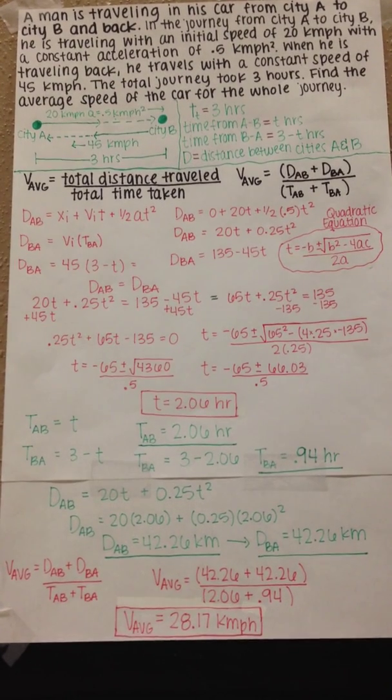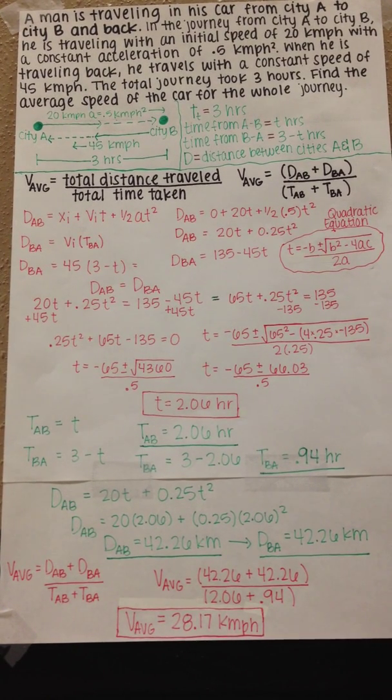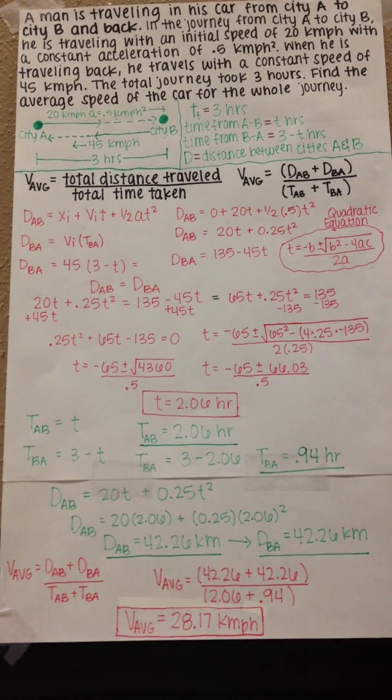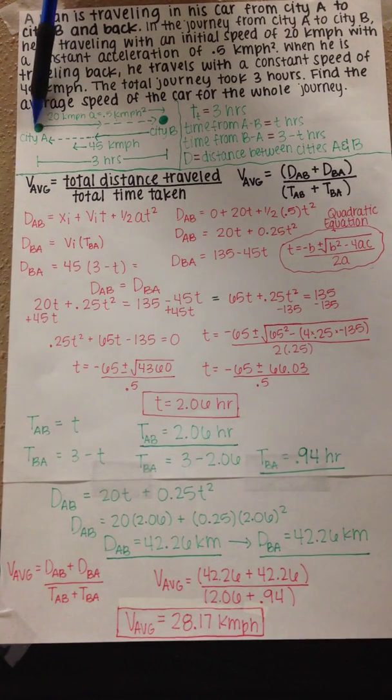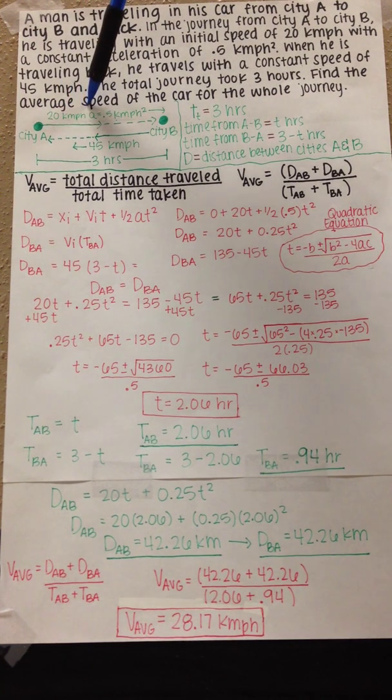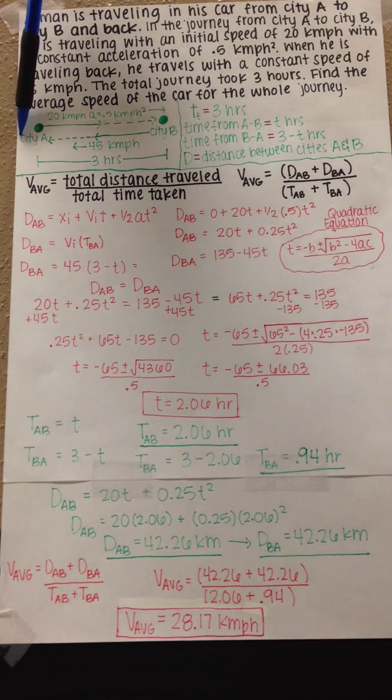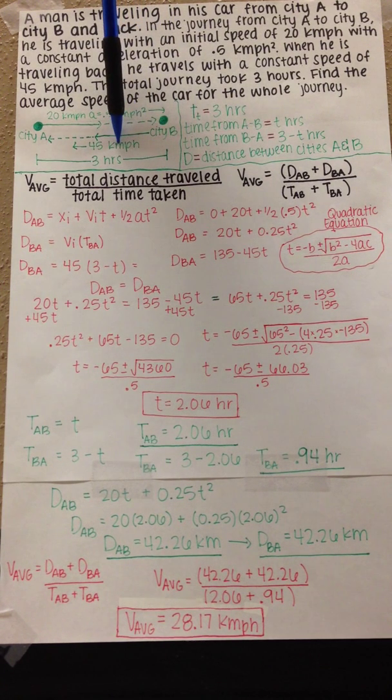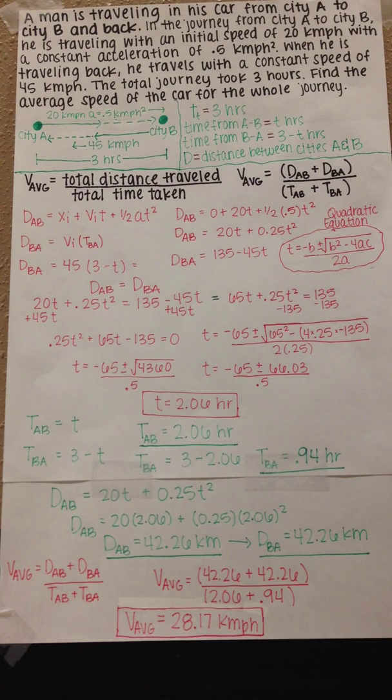So this is my reassessment for position, velocity, and acceleration. My problem says that a man is traveling from city A to city B with an initial velocity of 20 kilometers per hour at a constant acceleration of 0.5 kilometers per hour squared. Then he travels back from city B to city A with a constant velocity of 45 kilometers per hour. And the round trip totals 3 hours.